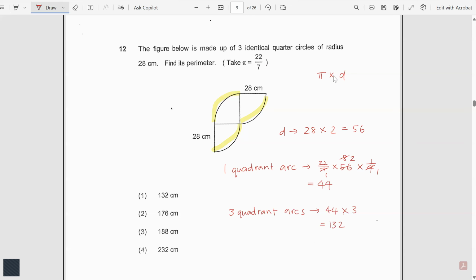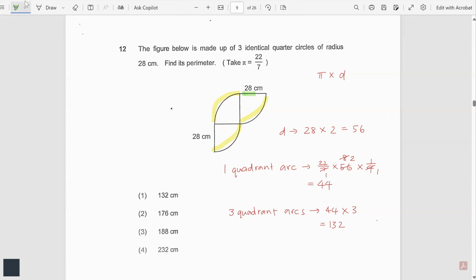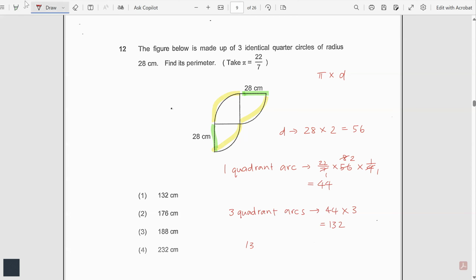132. Now, what else am I missing? I am missing the straight lines here and here. Okay, so I need to take 132 plus 28 plus 28. That'll be 188 when you do your calculations. Okay, so answer option 3. So you're going to get 132 as an answer if you forget to add the straight lines, which is usually a common error. So always check to make sure you have added all the sides.